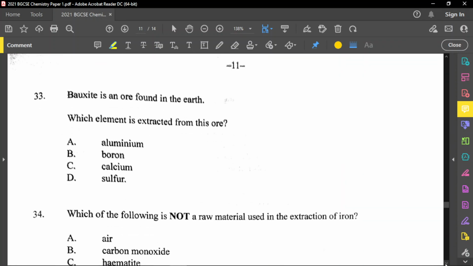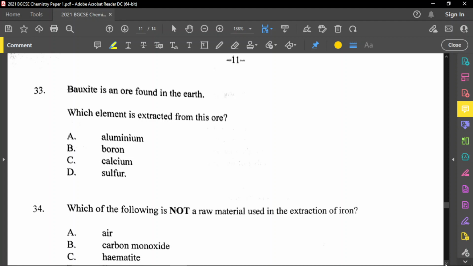All right, 33: bauxite is an ore found in the earth. Which element is extracted from this ore? Everybody knows that bauxite forms aluminum, so this is a straightforward, direct answer. We can just move on from that. All right, 34. Let's see if we can speed things up a little bit now.